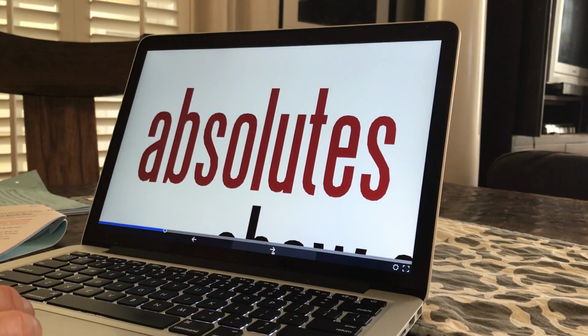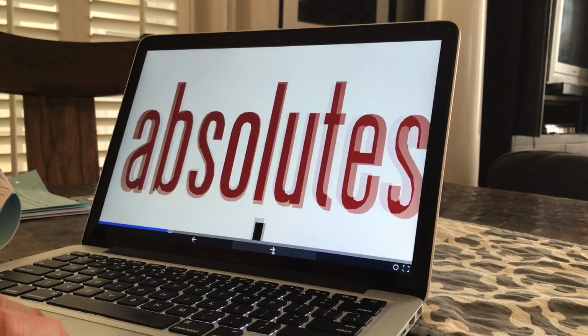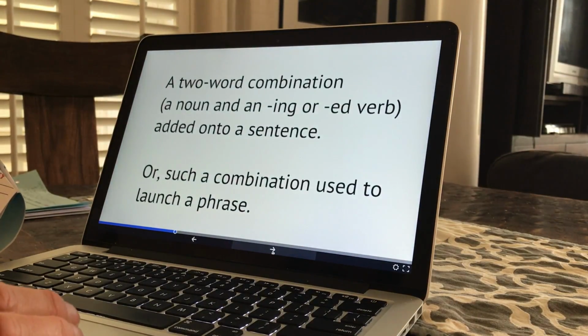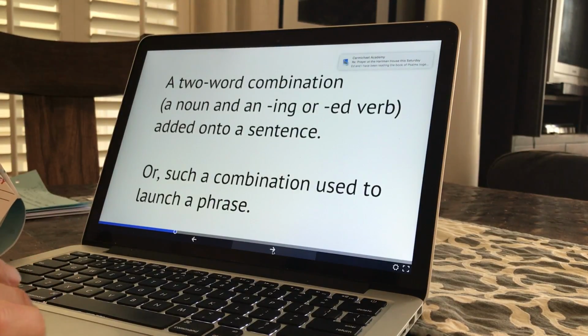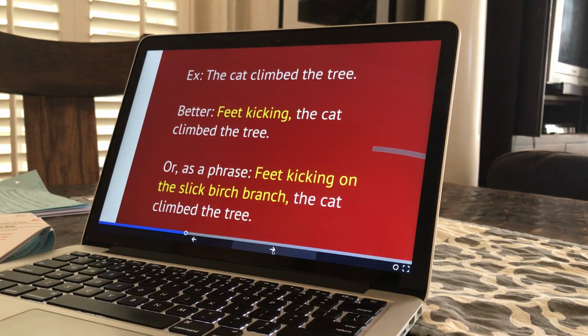All right, we're going to look at absolutes. These are the ones that I think are maybe the trickiest, but let's walk through them. It's a 2-word combination, a noun and an ing or an ed verb put together, added to a sentence. Here is an example. The cat climbed the tree. Read the second one, Robbie. Right here. Feet kicking, the cat climbed the tree.